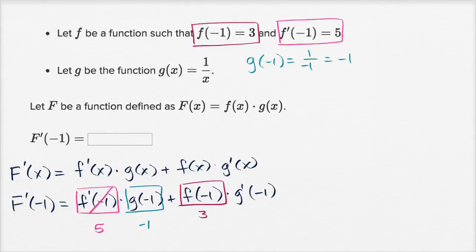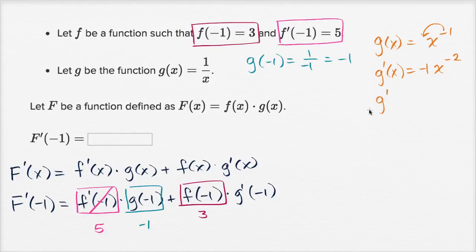And then last but not least, if we want to find g prime of negative 1, we just have to take the derivative of this. So g prime of x, actually let me just rewrite g of x. G of x, 1 over x is just the same thing as x to the negative 1. So we're going to use the power rule to figure out g prime of x is equal to, bring that exponent out front, negative 1 times x to the, and then decrement the exponent, negative 2 power.